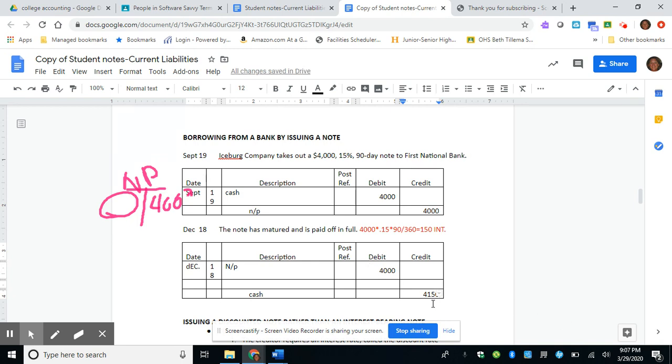Now, the difference between the debits and the credits, I can see that I need to add money to the debit side. And this we are going to call an expense. And since it's for interest, this is going to be an interest expense.